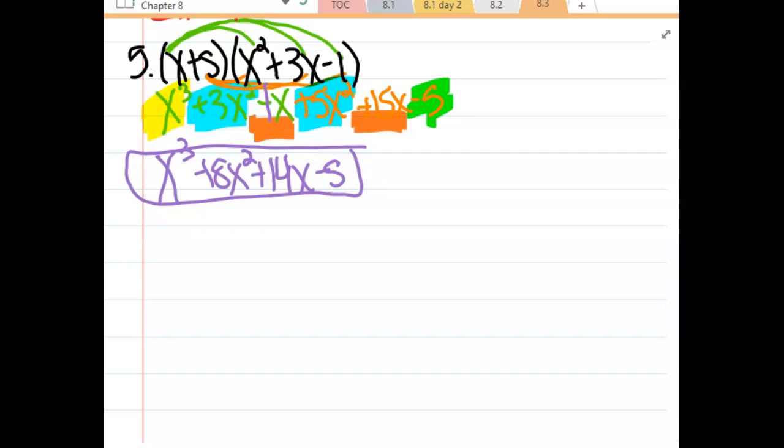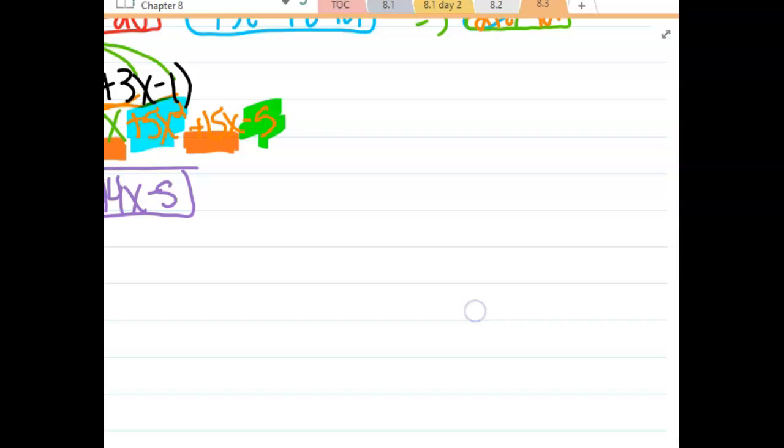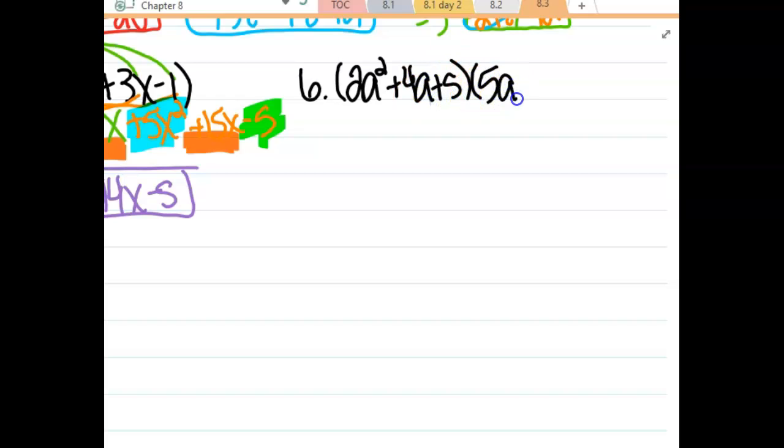Okay, so like I said, for these ones, I tend to do the box method just because that's a lot going on, okay? So let me show you how to do one using the box method, and you'll see what I mean. So number 6 says 2a squared plus 4a plus 5 times 5a minus 4.